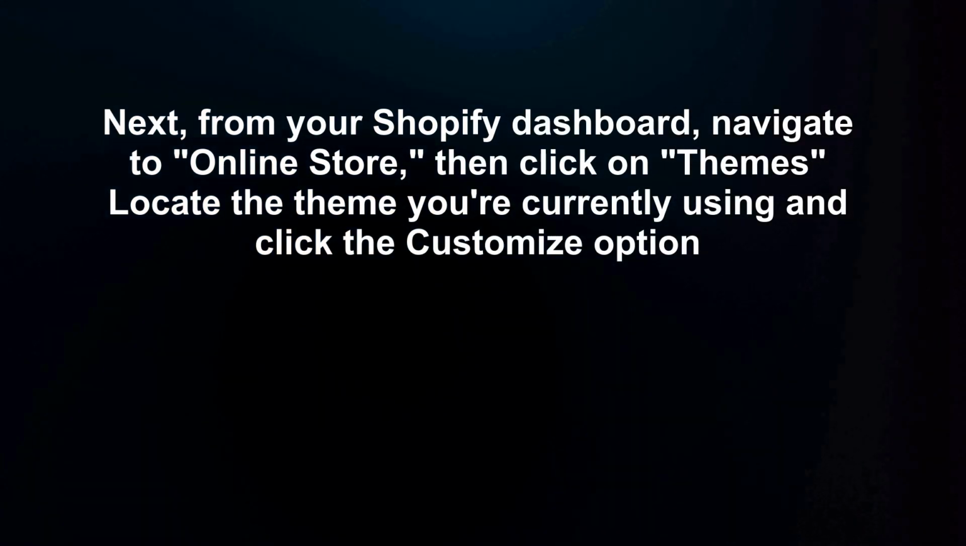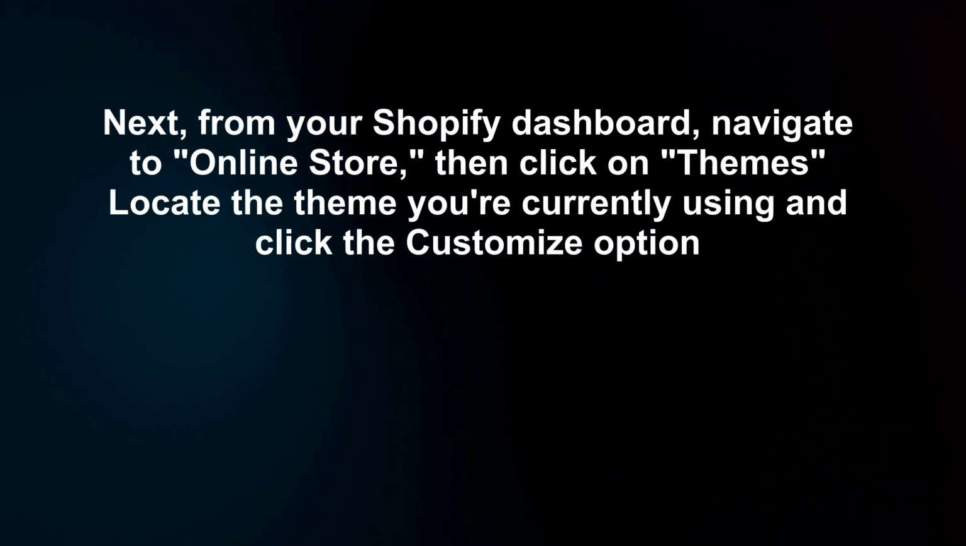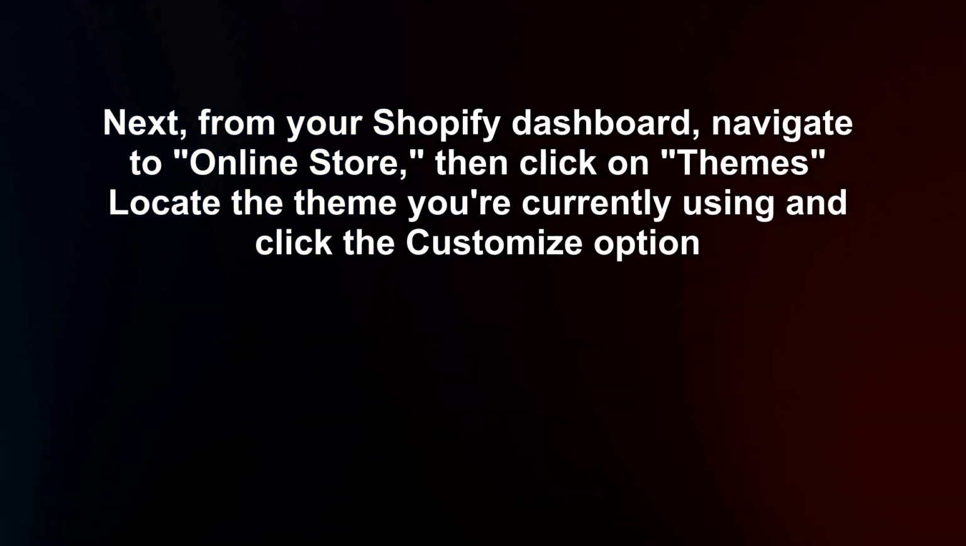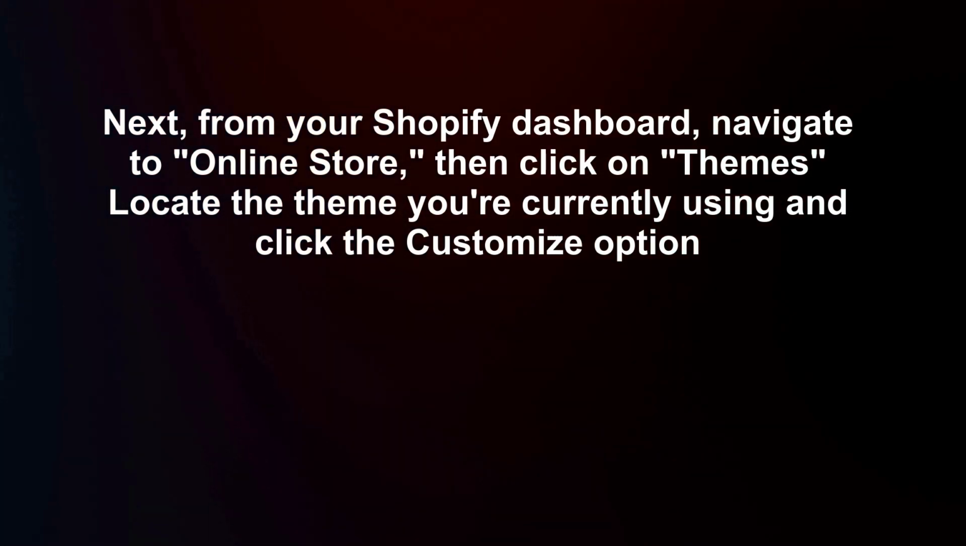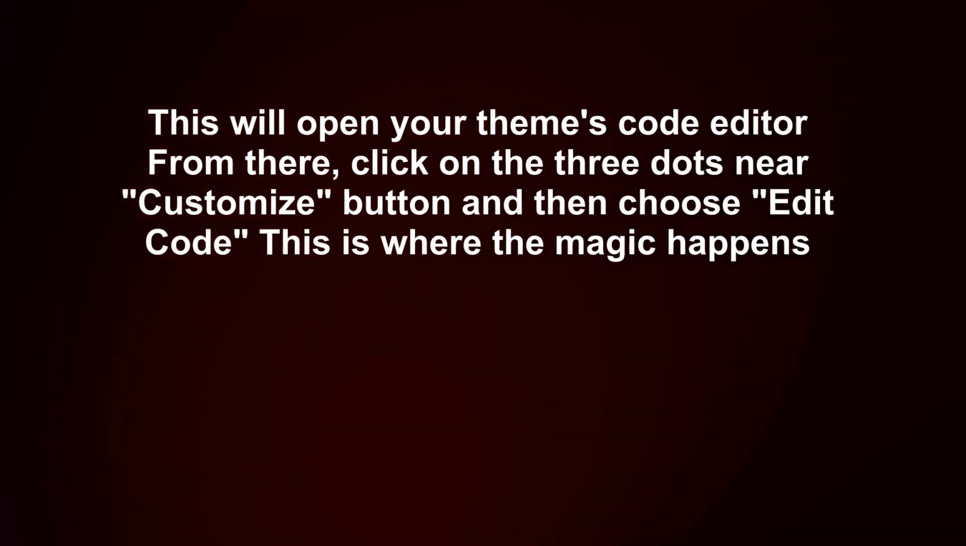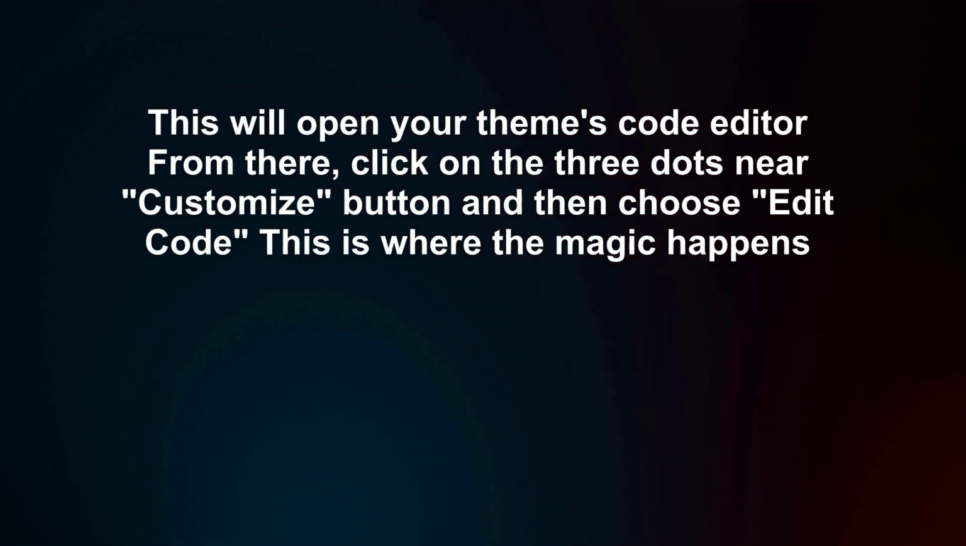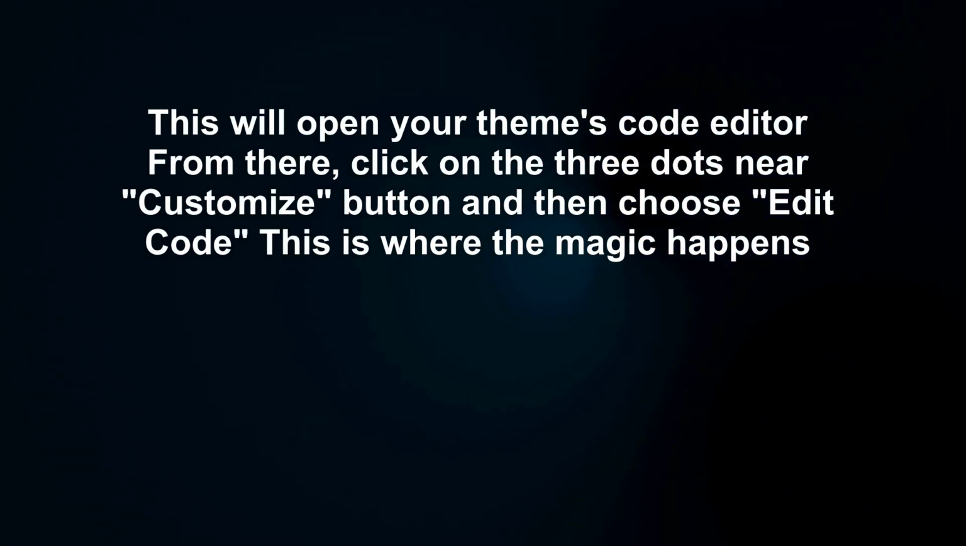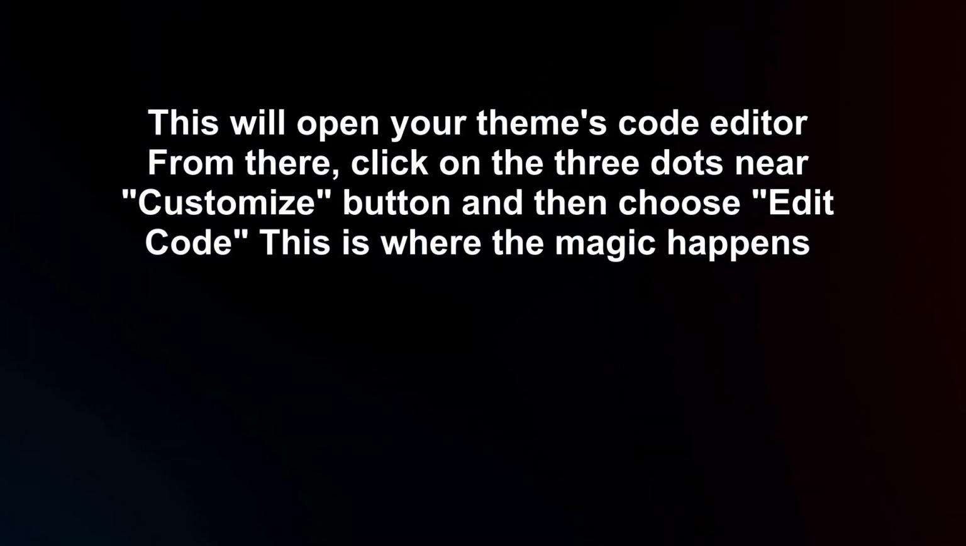Next, from your Shopify dashboard, navigate to Online Store, then click on Themes. Locate the theme you're currently using and click the Customize option. This will open your theme's code editor. From there, click on the three dots near the Customize button and then choose Edit Code. This is where the magic happens.